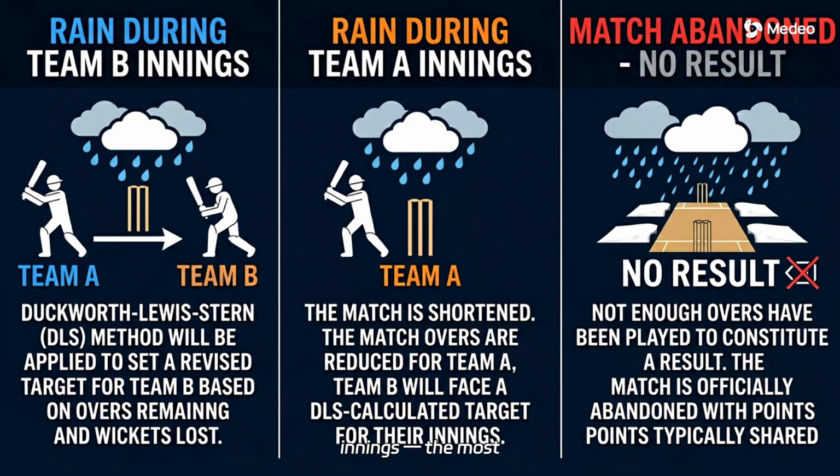Scenario 1. Rain during Team B's innings. The most common situation. Team A scores 260. Rain interrupts Team B. Overs are reduced. DLS calculates a new target based on resources remaining. Team B chases a revised number.